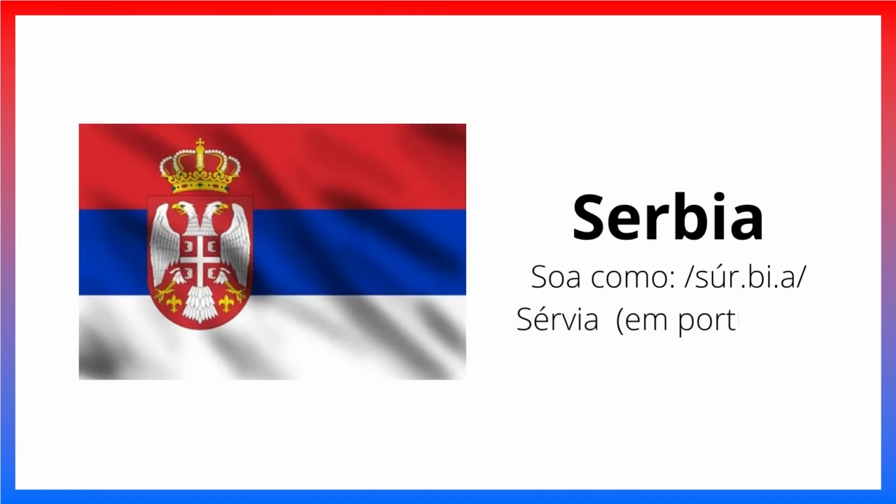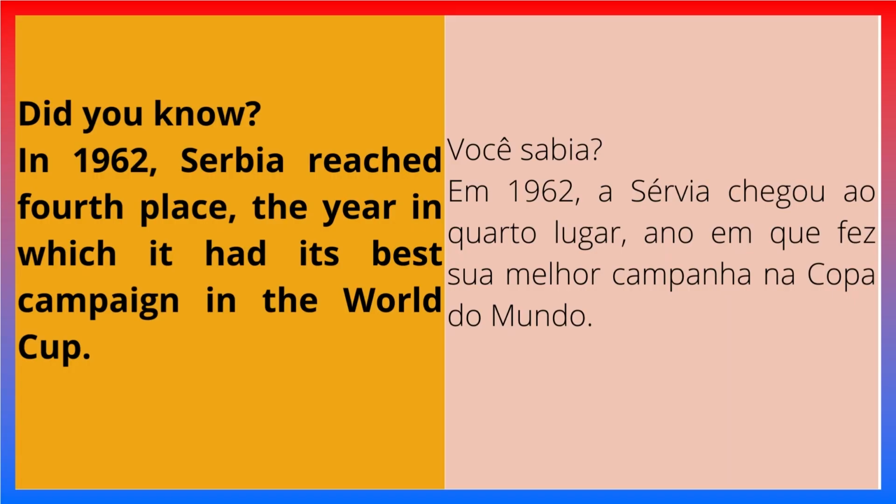Serbia. Did you know? In 1962, Serbia reached 4th place, the year in which it had its best campaign in the World Cup.